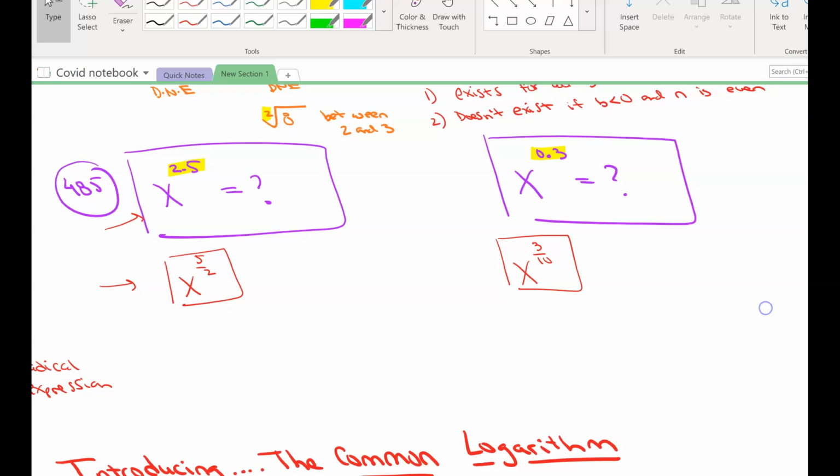So let's take a look. Well, this is nothing other than the square root of something. What are we taking the square root of? Exactly, x to the 5th. This expression is the 10th root of something. What are we taking the 10th root of? Indeed, x cubed. Okay, all right.